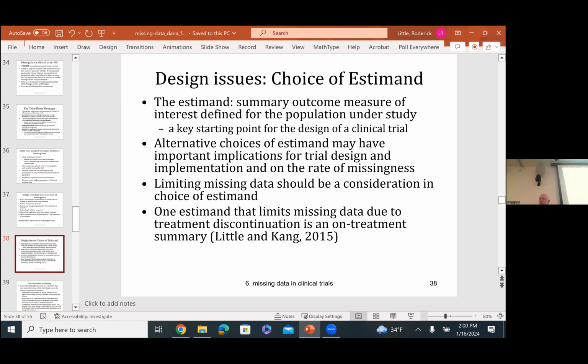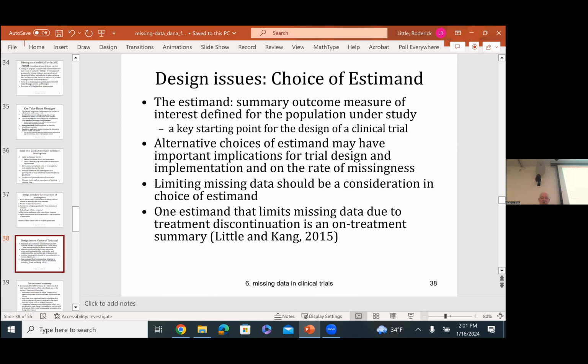So I want to say a little bit about choice of estimand. My example doesn't actually work in cancer, so I apologize. But anyway, I think it's something that's worth thinking about. The estimand is a summary outcome measure of interest defined for the population under study. Alternative choices of estimand may have important implications for trial design and implementation, and on the rate of missing data. Some estimands may have much more missing data than others. Limiting missing data should be a consideration in the choice of estimand.